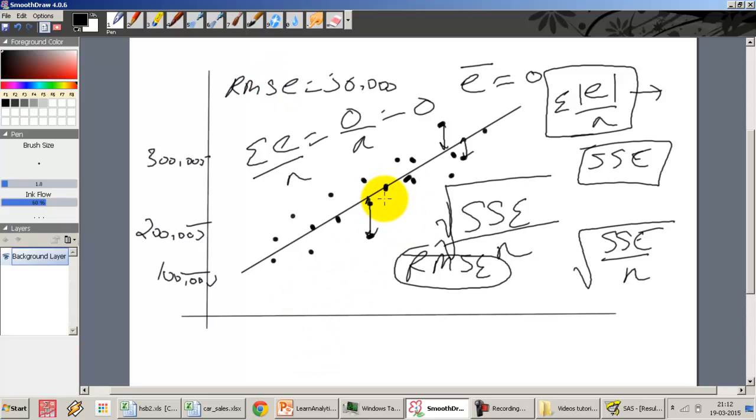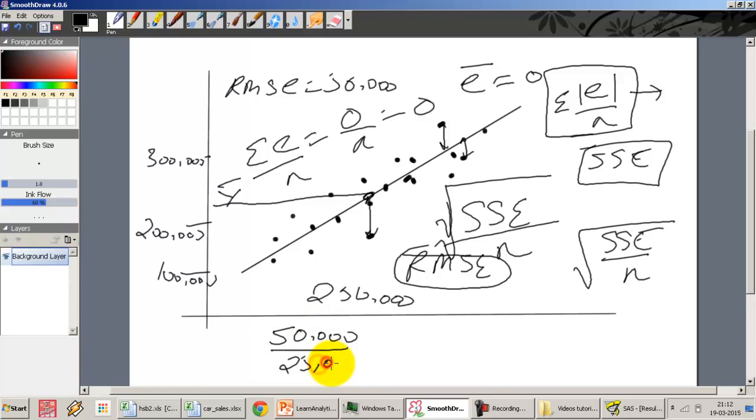Therefore, to get a sense of what is the average y value that we're looking at, if I identify the average for y and say this is y bar, and y bar is, let's say, 250,000, then the coefficient of variation will become 50,000, the RMSE, divided by the mean of the y or the dependent variable, 250,000. So this tells me that the error is about 25%.